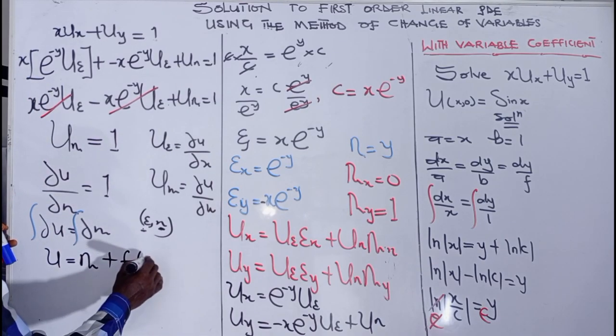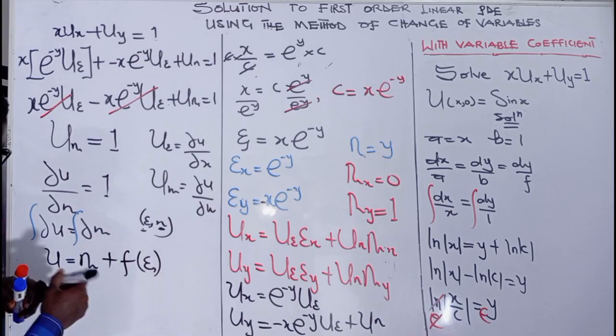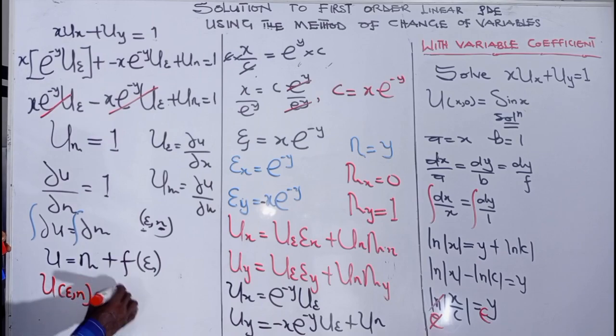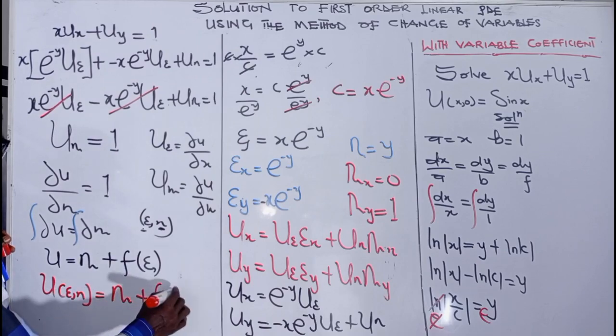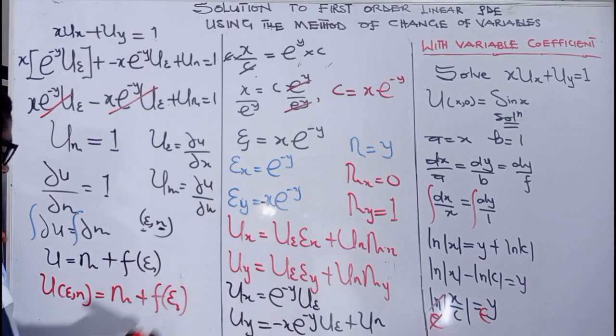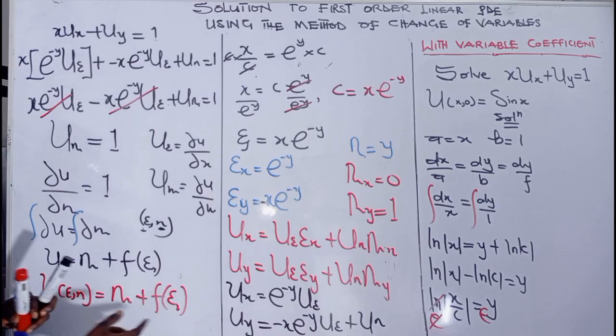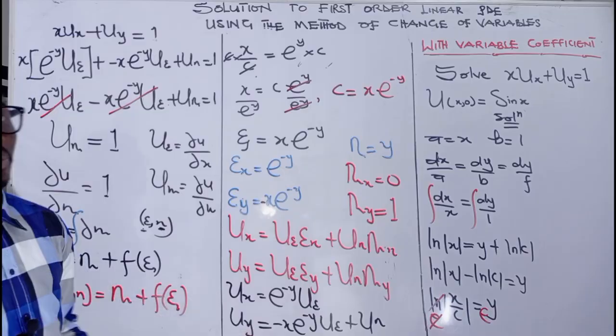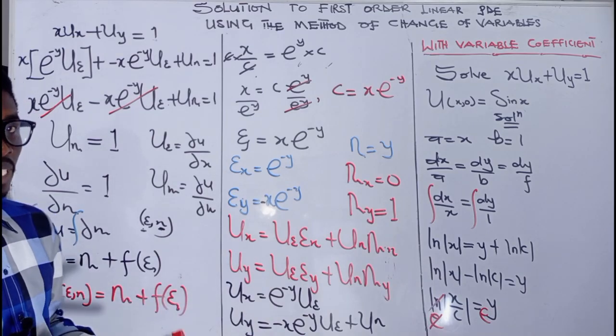So we have a function of what? Xi. So from here, we can say that the general solution, which is in terms of xi and then eta, is equal to eta plus a function of what? Xi. Now I realize that our general solution is in terms of xi and then eta, but the question was given in terms of what? X and y, which are the independent variables.